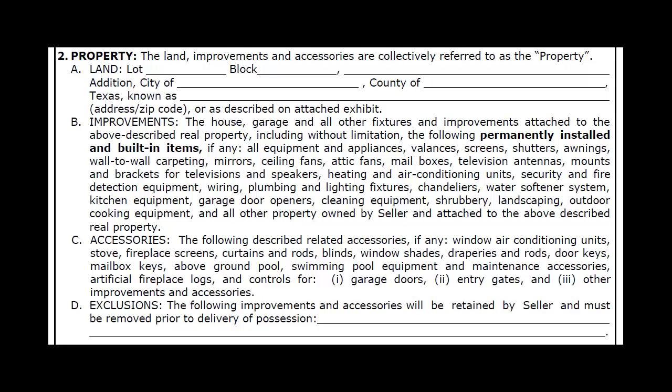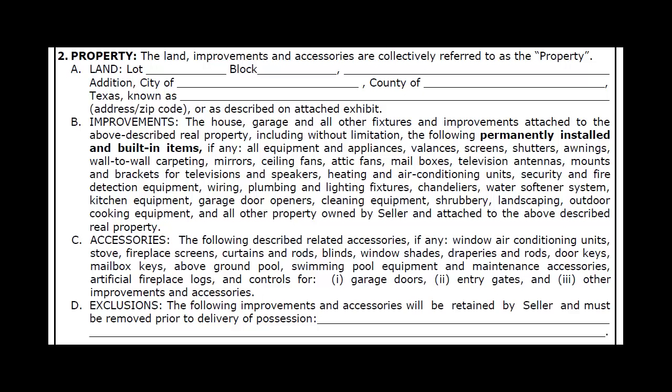So D in the exclusions blank, this is where you would write something that is either an improvement or an accessory, either a B or a C here, that is not going to be conveyed with the sale of the property. So let me just read this. The following improvements or accessories will be retained by the seller and must be removed prior to delivery of possession.